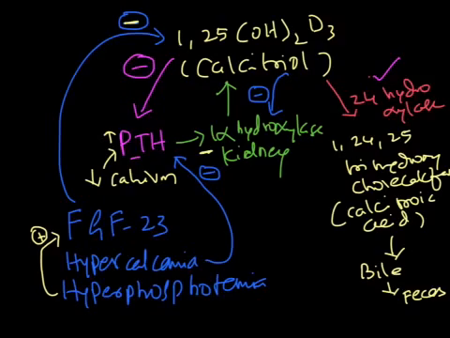Now whenever there is sufficient 1,25 dihydroxycholecalciferol, it is going to have a negative, anti-proliferative effect on the parathyroid glands. So it's going to decrease parathyroid hormone levels, thereby its own synthesis is decreased. Now when there are excess levels of 1,25 cholecalciferol, it will have a negative feedback effect on 1-alpha hydroxylase, and it will also activate the 24-hydroxylase enzyme.